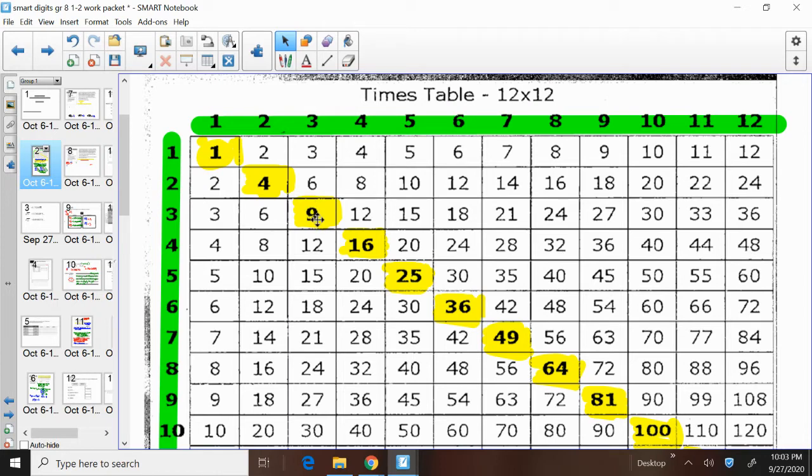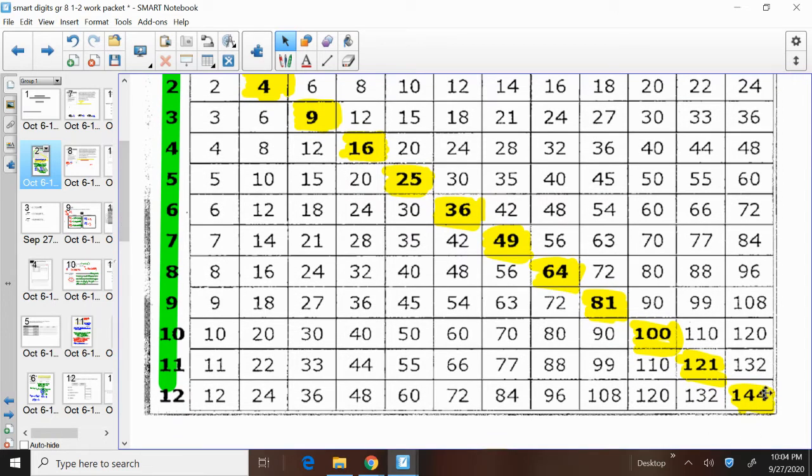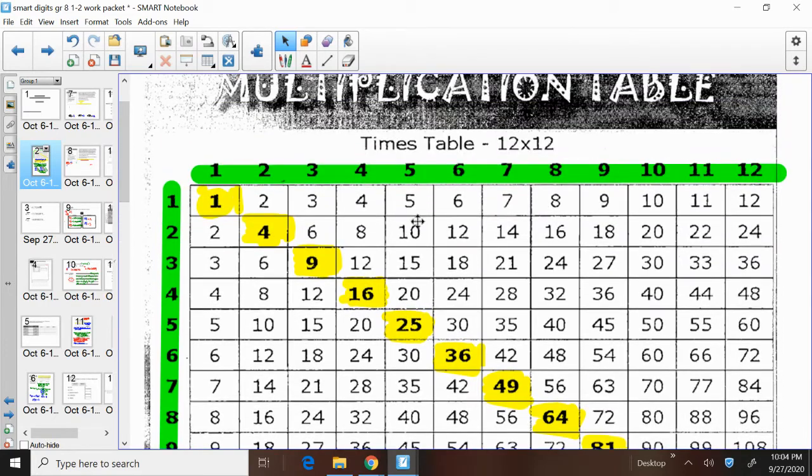Then we have 9. 9 is a perfect square because 3 times 3 equals 9. A number times itself equals 9. So therefore 9 is a perfect square. And 16 is a perfect square because 4 times 4 equals 16. And so on and so on. 25 is a perfect square because of 5 times 5. 36 is a perfect square because of 6 times 6. 49 is a perfect square because 7 times 7. And so on until we get to 144, because 144 is a perfect square because of 12 times 12.